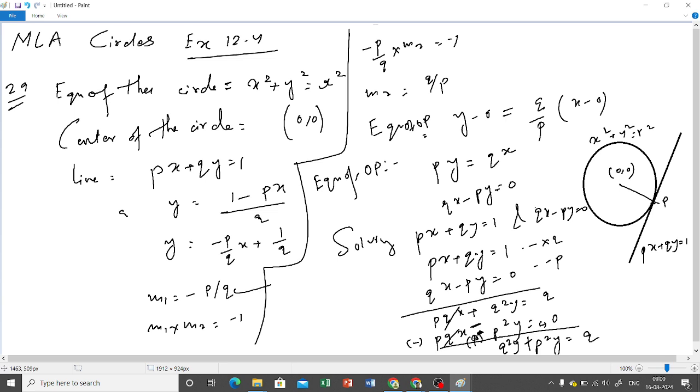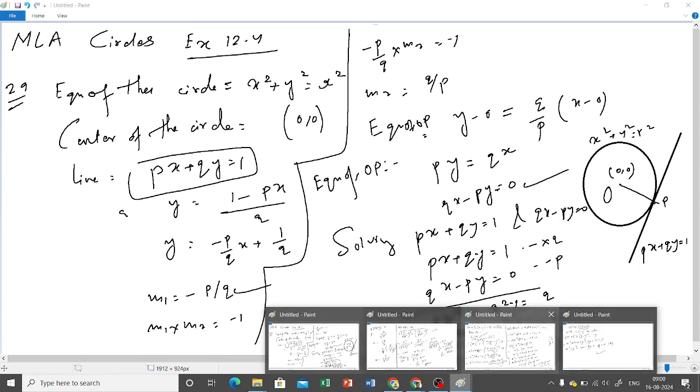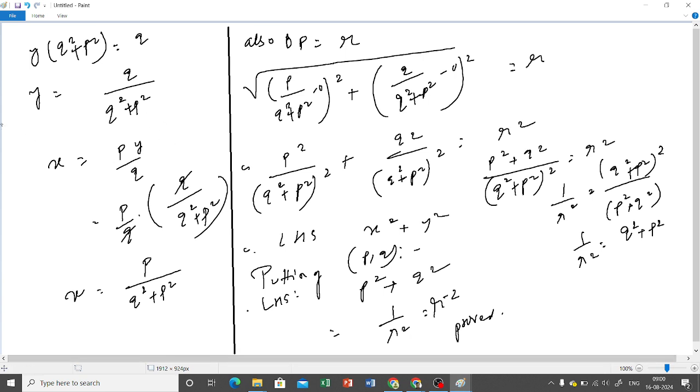Okay, what is the equation of OP? Equation of OP is y minus y1 is equal to m into x minus x1, right? From here we get this as the equation. Now solving this particular equation, that is the equation of the tangent px plus qy is equal to 1 and qx minus py is equal to 0. When we solve this, what we get y as this. We get y is equal to q by q square plus p square. From here what do we get the value of x?